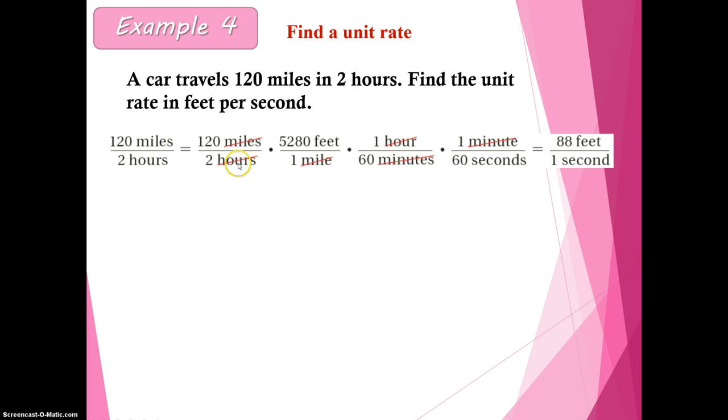We want to first convert the miles to feet. There are 5,280 feet in a mile, and then multiply that by our conversion from hours to minutes. So there are 60 minutes in 1 hour, and there are 60 seconds in 1 minute. So notice that the units will cancel out, and then you're going to multiply across the numerator, and then multiply across the denominator, and then you will reduce. So your answer is 88 feet per second.